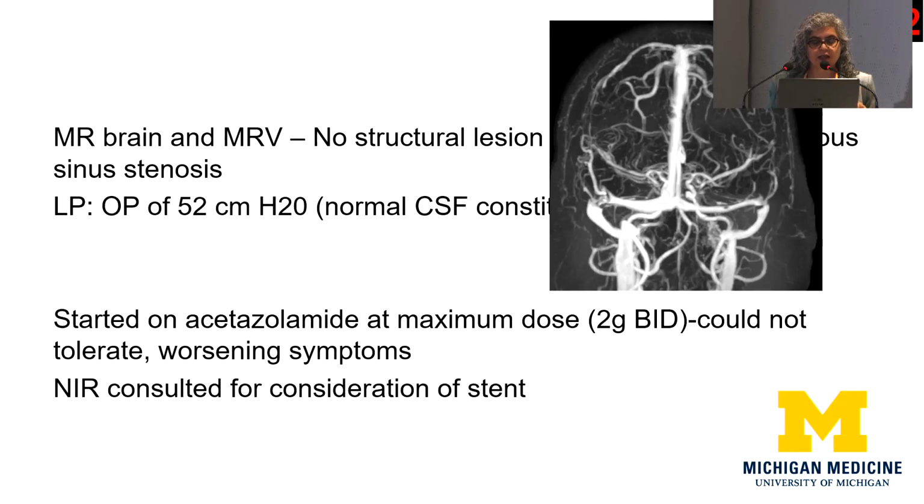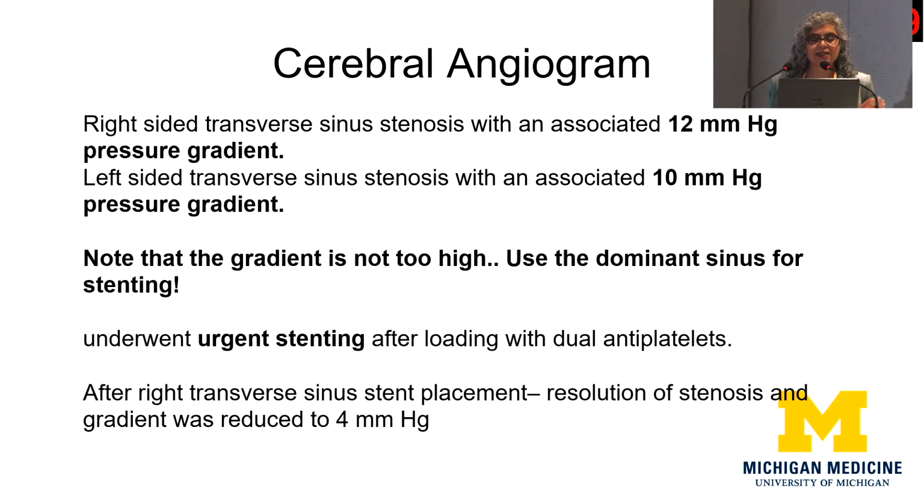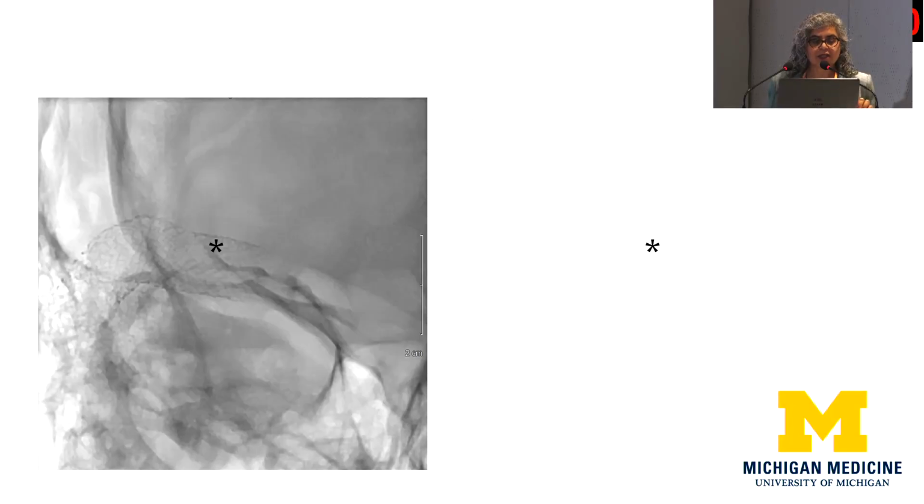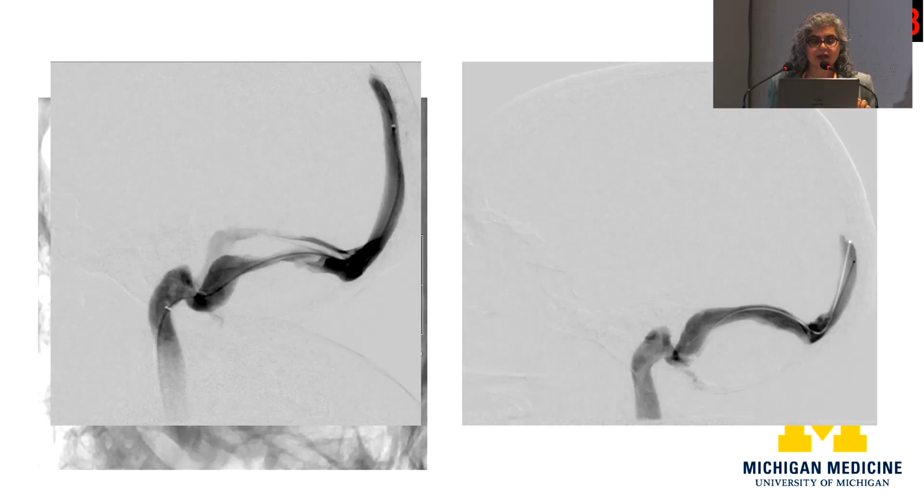So next step is they do a cerebral angiogram. They measure the stenosis gradient, and though it's not too high, it's higher than 8. The 8 is what they use as cutoff, and even if it's present on both sides, they'll stent only the dominant sinus. And she went to urgent stenting, and they measured the post-stenting gradient, which is reduced to 4. And this is the stent. If you can see, it's placed in that area. And you can see how the stenosis has opened up.